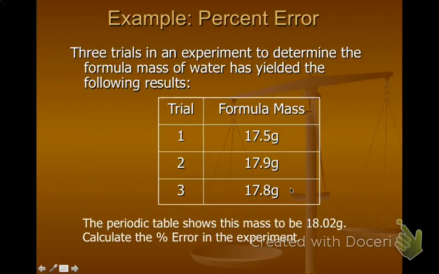So now let's take a look at a sample data set. If you go back to the lab to measure the mass, or the formula mass, of water, let's say these are your 3 trial results: 17.5, 17.9, 17.8. And the actual answer you should get, if you look at the periodic table, hydrogen weighs 1 or 1.01, and oxygen weighs 16 grams. So if you add that together, because water is H2O, 1 plus 1 plus 16 is about 18. With decimals, it's 18.02 grams. So go ahead and calculate the percent error based on this data.